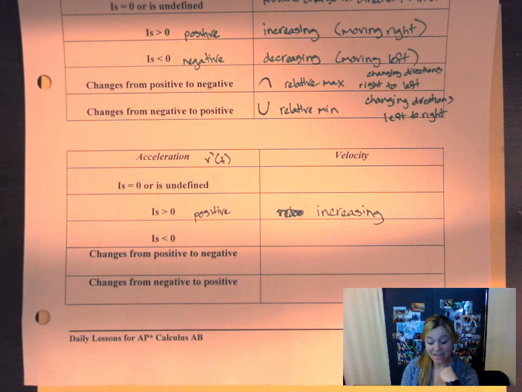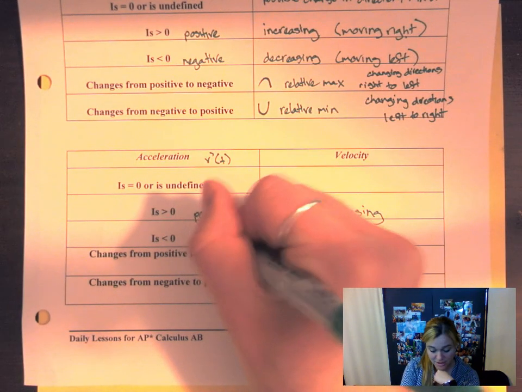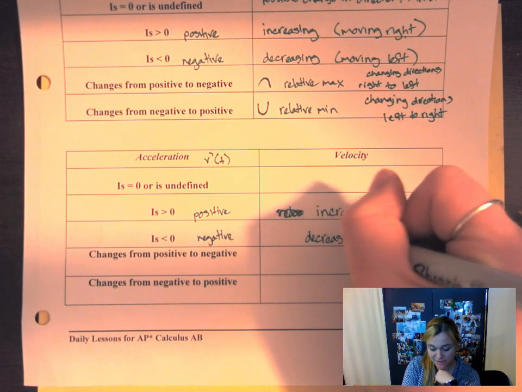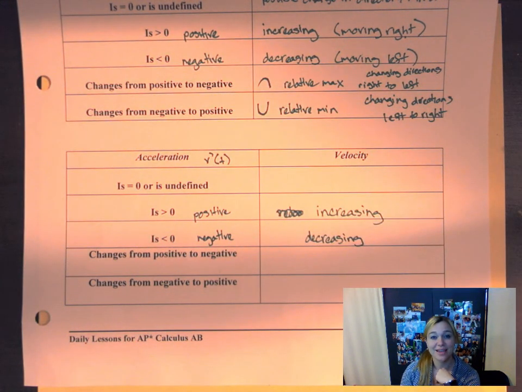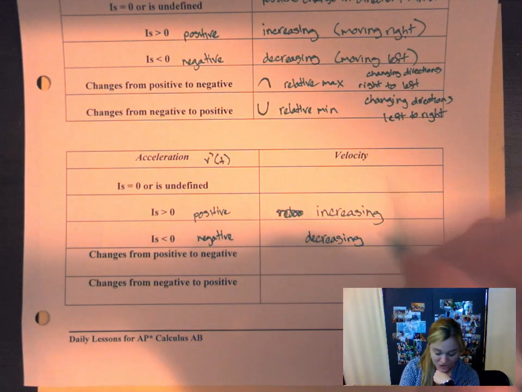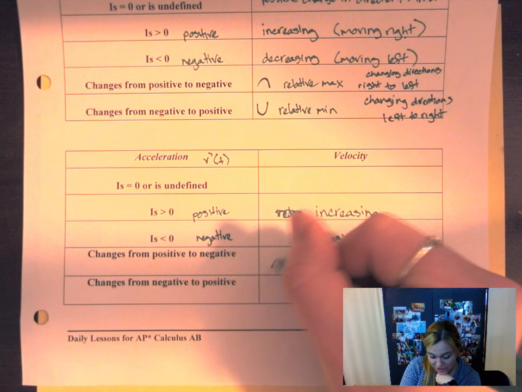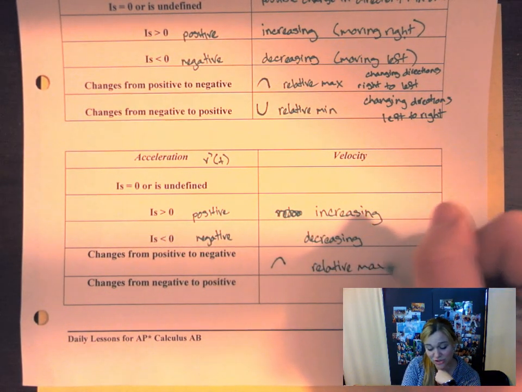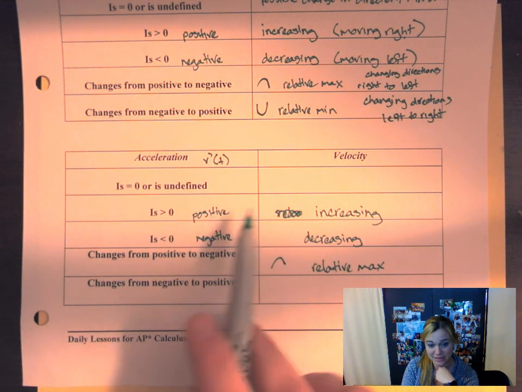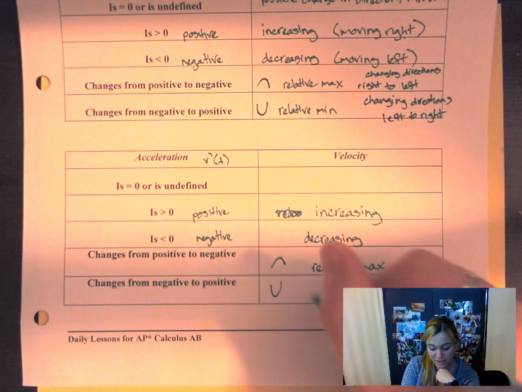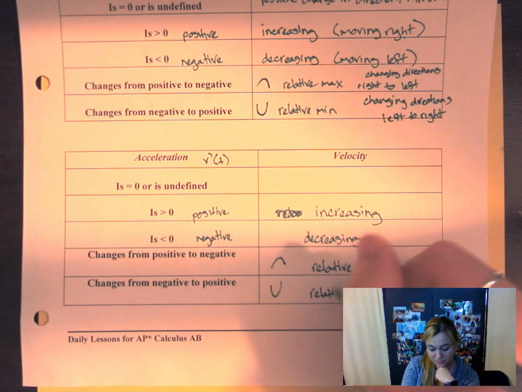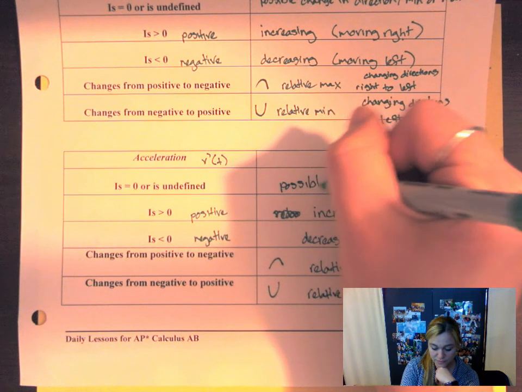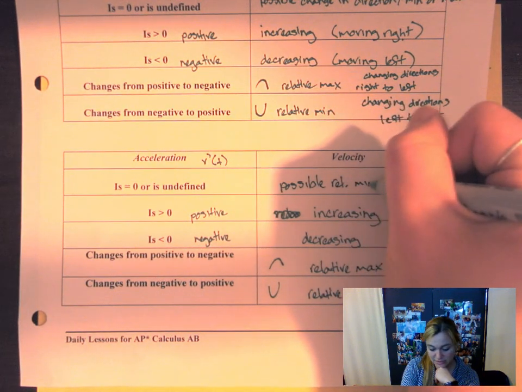If acceleration is negative, that means velocity is decreasing. Changing from positive to negative, so we're changing velocity from increasing to decreasing, there's a relative max. So nothing really new here. It's just knowing that the derivative of velocity is acceleration. Negative to positive, relative min. And this one is a possible relative min or max.